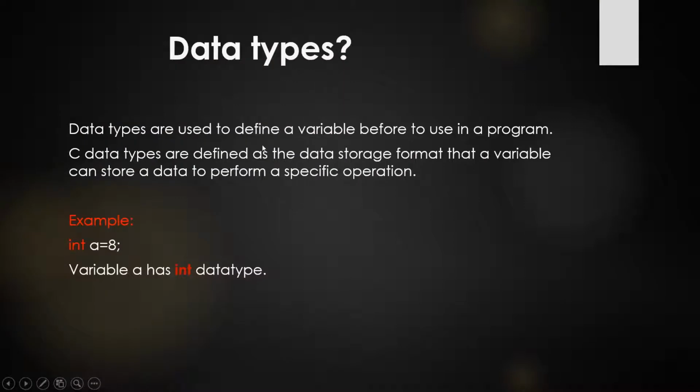What are data types? Data types are used to define a variable before using it in a program. It means if we have a variable like this example, a equal to 8, and it doesn't have a data type here, the compiler doesn't know where to allocate memory for this variable a. Every variable in a program should have a certain data type. It might be int, char or float. Here I have taken int a equal to 8. It means variable a has a data type of int.